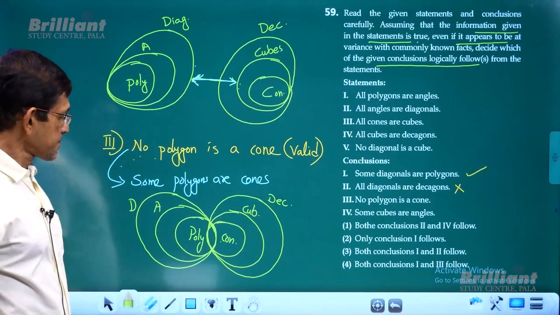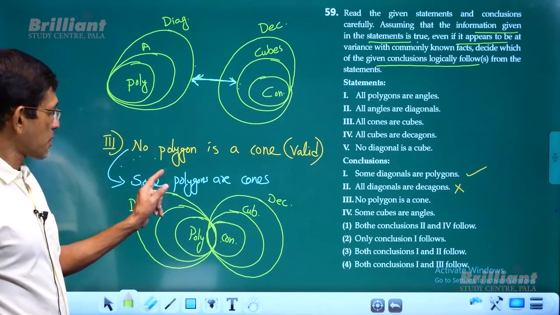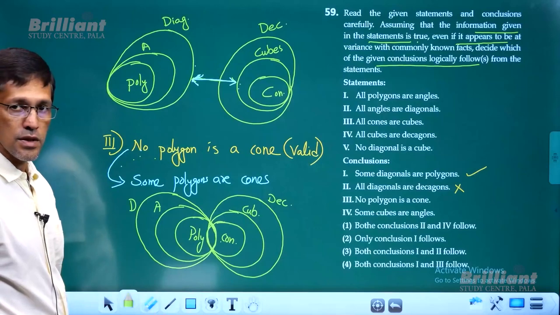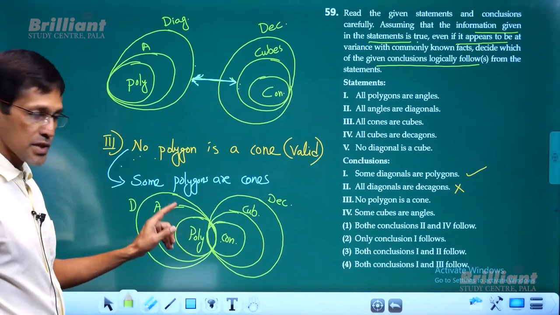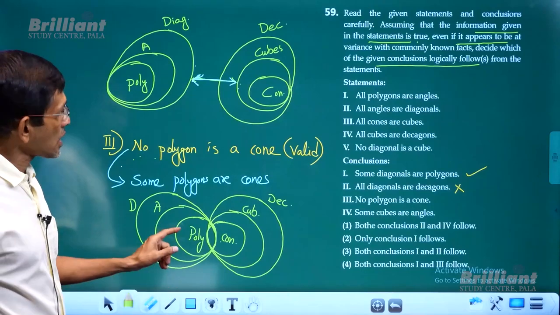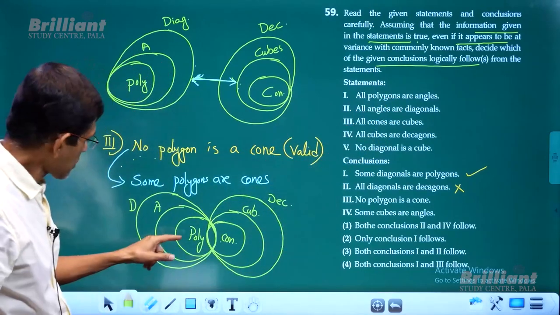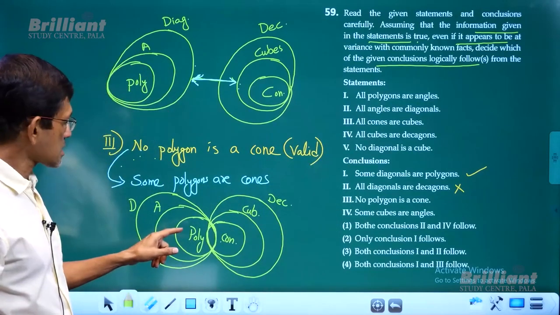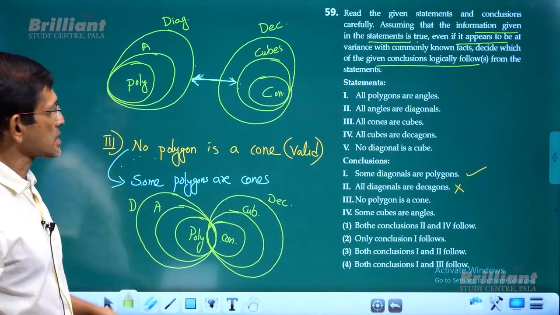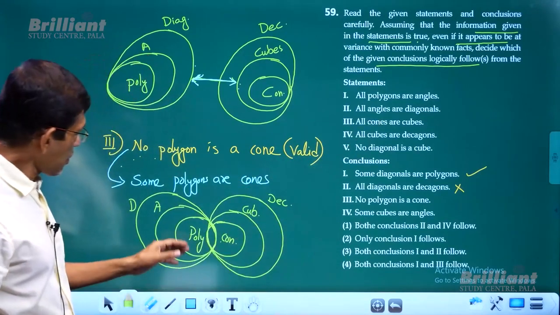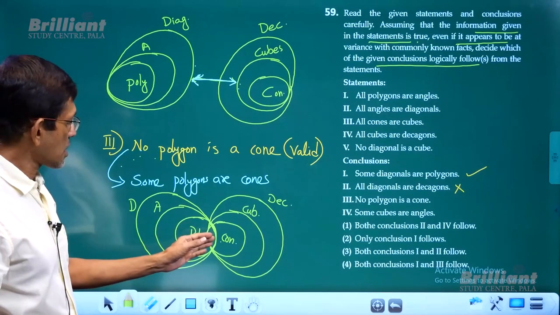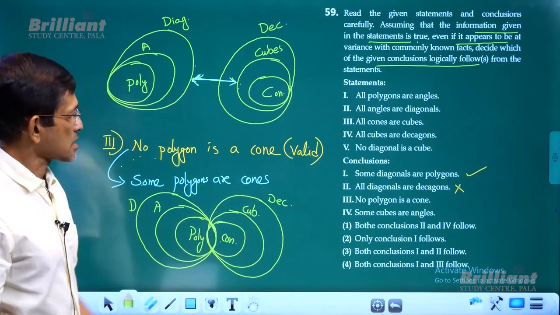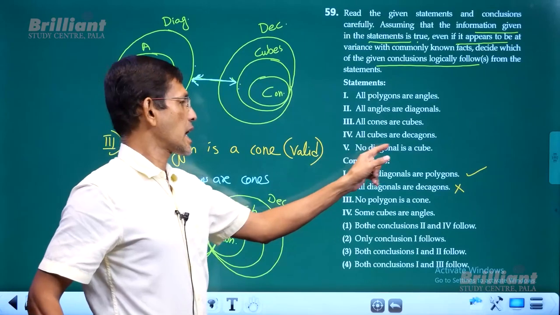In this case, what we are looking at is some polygons are cones. That is the diagram we have drawn. Now we have to check this diagram against the given statements. Look at the first statement. All polygons are angles. Yes, there's no issue. All angles are diagonals. Of course. All cones are cubes. Look at all cones here. They are all cubes. And all cubes are decagons. And the last one says no diagonal is a cube.